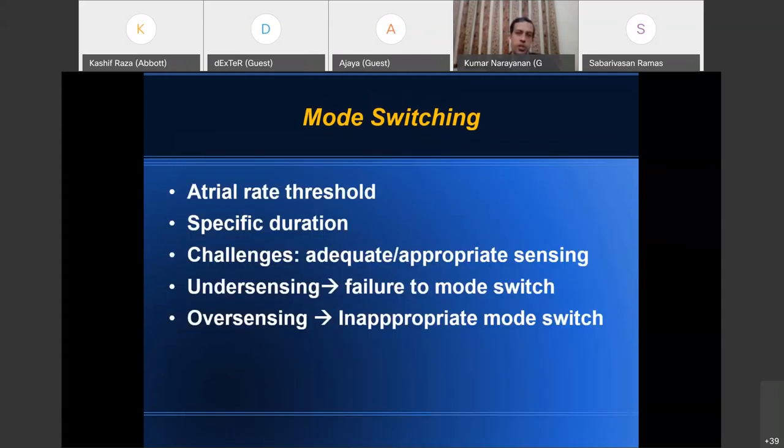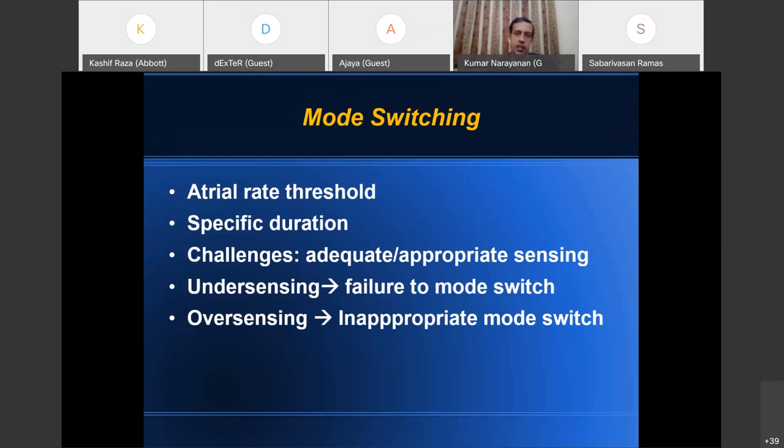So whenever you see a programming screen, the device gives you an option: what is the rate threshold you want to set for mode switch to be activated? Is it an atrial rate of 160 or 170 or 180? Depending on the clinical situation, you need to find out. There can be a specific duration which you can program, and then you are activating the mode switching in those particular circumstances. The challenge to mode switching is that it obviously depends on adequately and appropriately sensing the atrial arrhythmia.